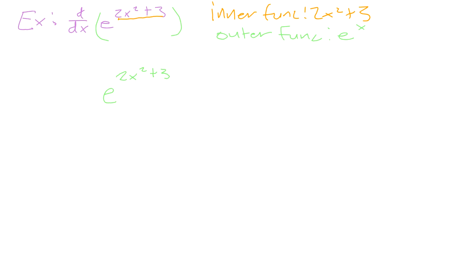that 2x squared plus 3. So we multiply the derivative of that times our original. The derivative of 2x squared plus 3 is just 4x. And now that product is going to be our final answer. So we are left with 4x times e to the 2x squared plus 3.